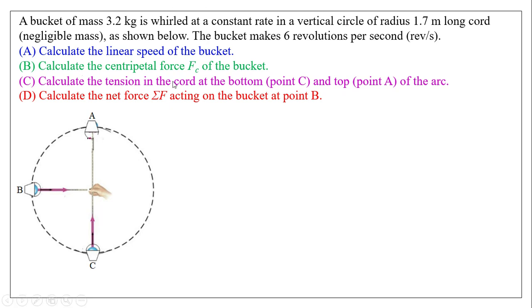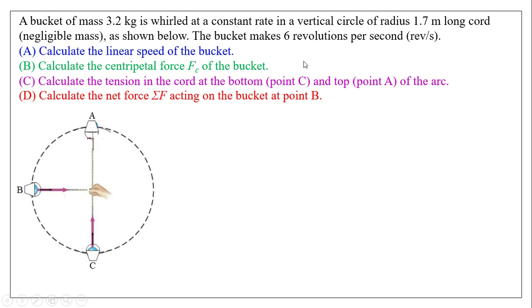Part A asks us to calculate the linear speed. Part B asks us to calculate the centripetal force. C, calculate the tension at point C and A, C being the bottom, A being the very top of the arc. And then D asks us to find the net force of the bucket at point B, being directly to the left of the vertical loop here. All right, so let's go ahead and crack out part A real quick.